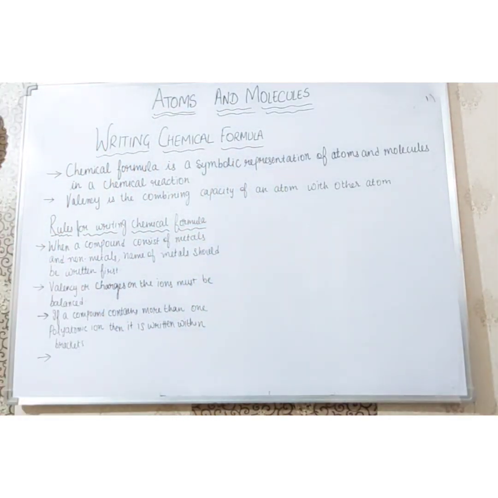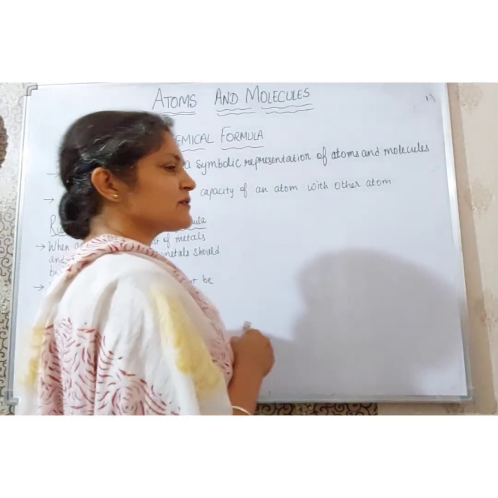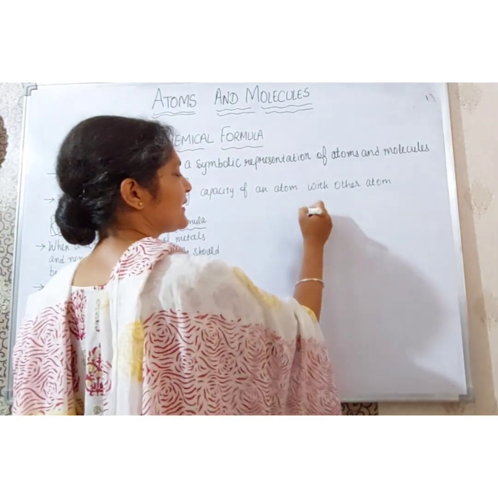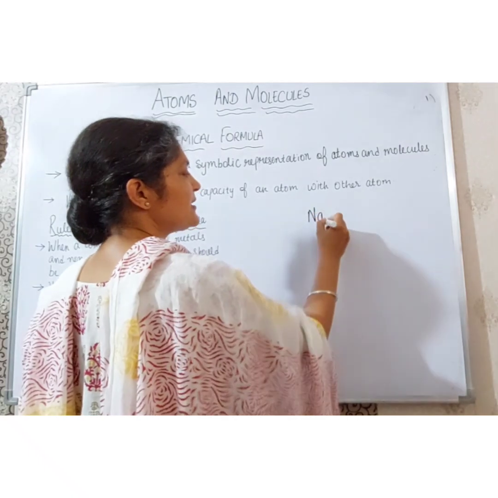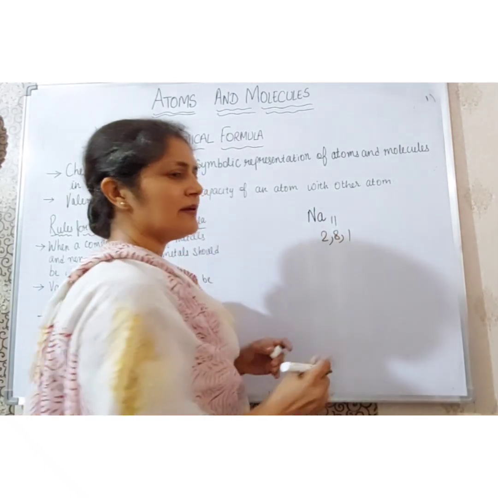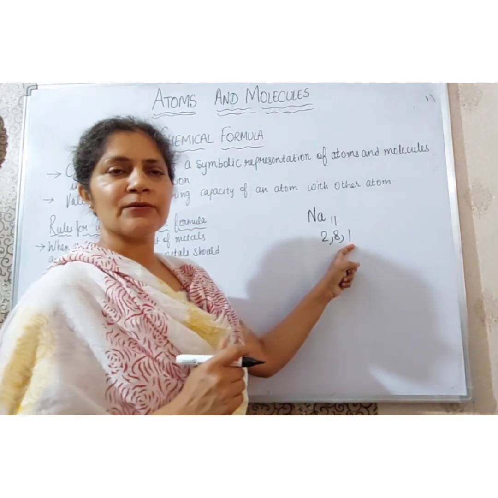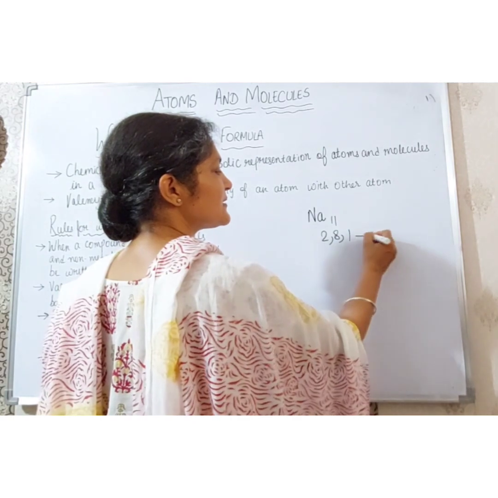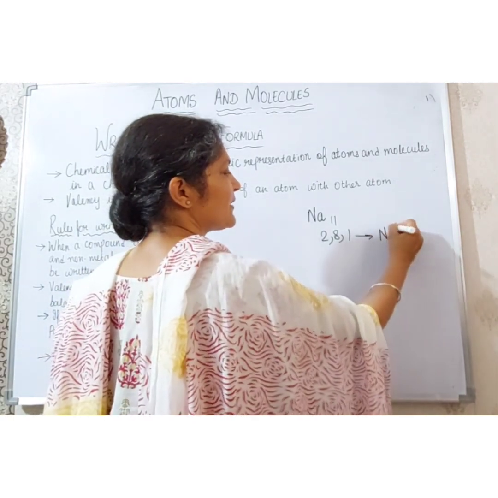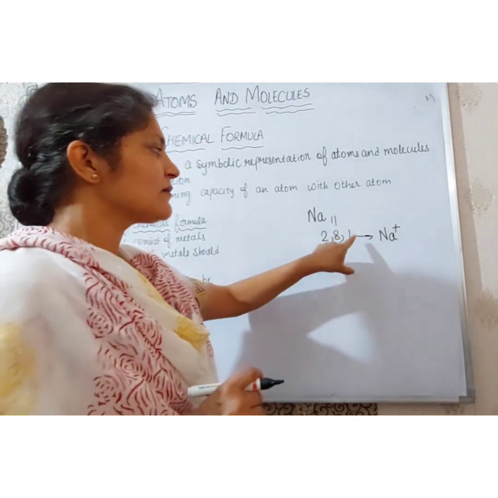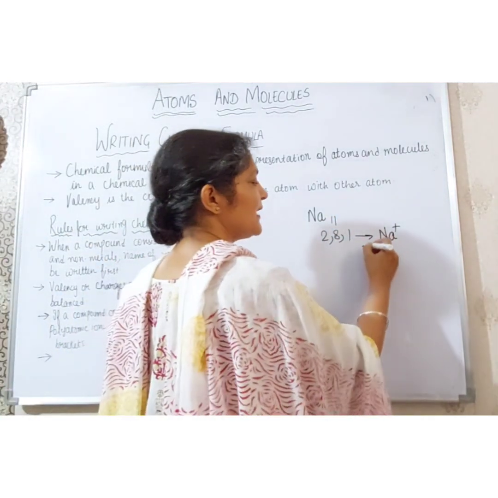Students, as you have discussed earlier, elements have definite combining capacities. Suppose we take the case of sodium. It has atomic number 11, and its configuration is 2, 8, 1. It has one electron in the outermost shell, which it can give very easily. When it gives this electron, it becomes sodium positive. This is known as its valency.